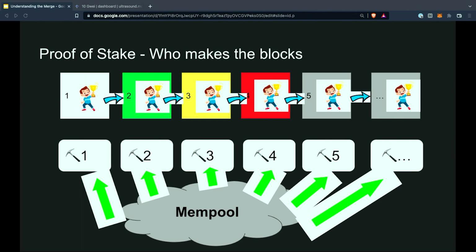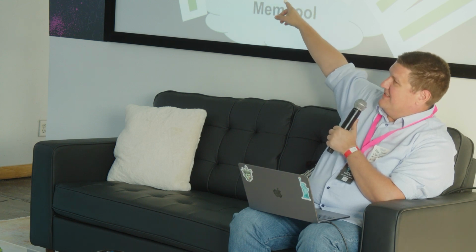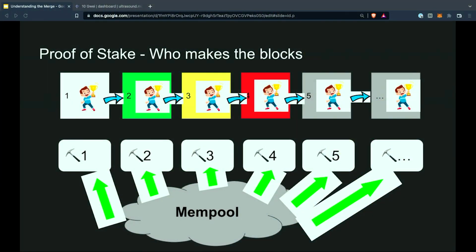So in proof of stake, who makes the blocks? Turns out everybody does, but in an orderly fashion. What happens is you have validator number one organize transactions out of the mempool, and they are selected, they solve the block. And then round robin, you choose the next miner. Miner number two, you select transactions out of the mempool and you solve the block, and so on and so forth. So all of that wastefulness that you saw before is gone. 99.95% gone. It's a major savings in electricity.